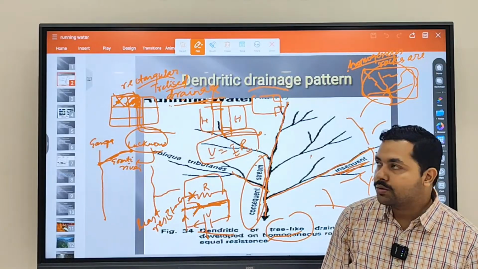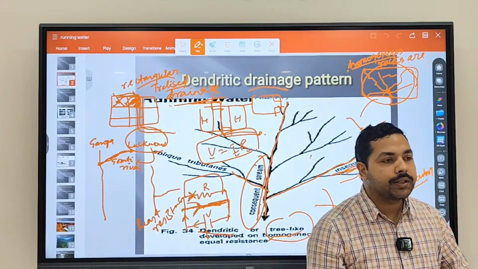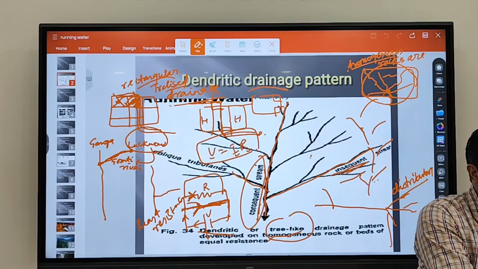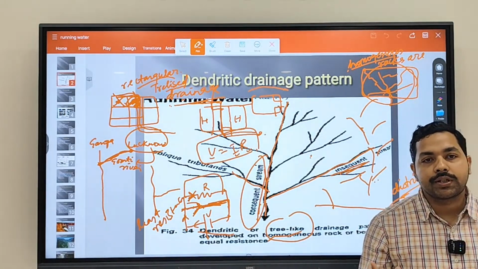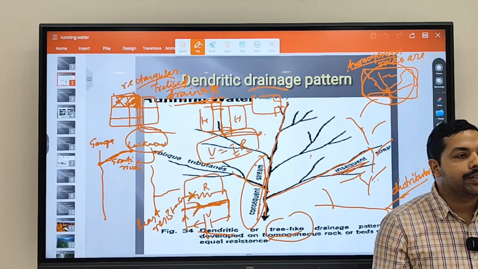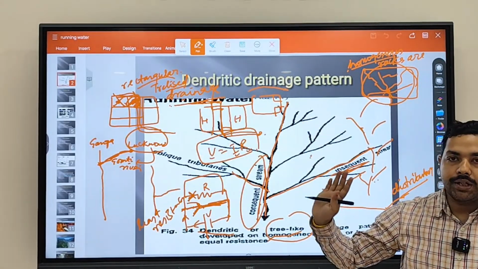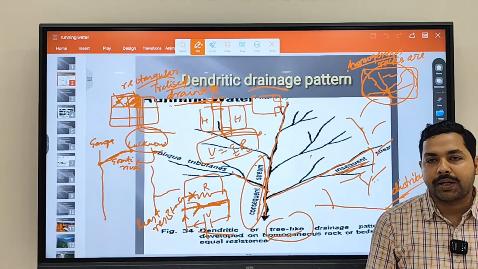Fine. So where are you going to see a rectangular or trellis drainage pattern? Where the rocks are not homogeneous, made up of harder and softer rock. Where rocks are homogeneous, you are going to see the dendritic drainage pattern. So these are two common drainage patterns, but there are other drainage patterns also.